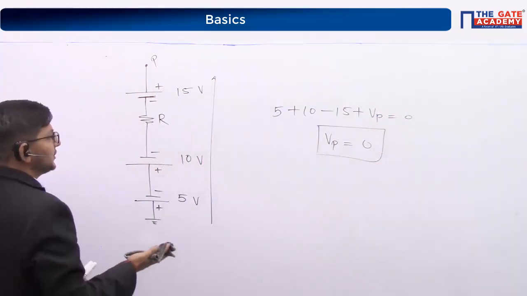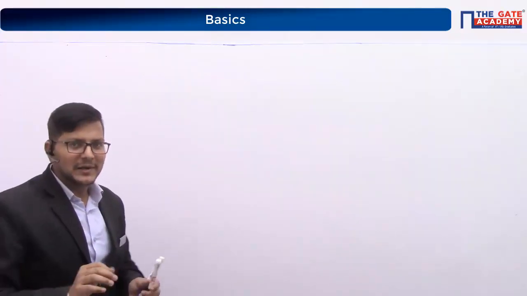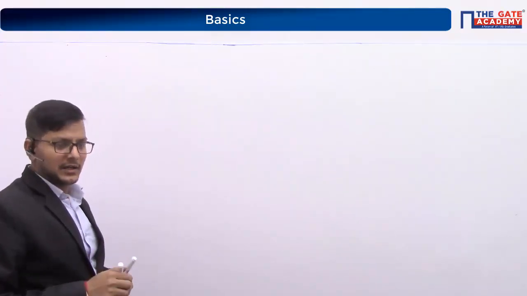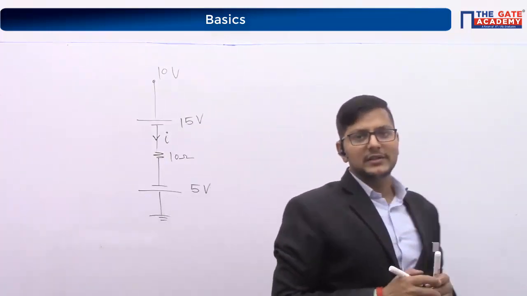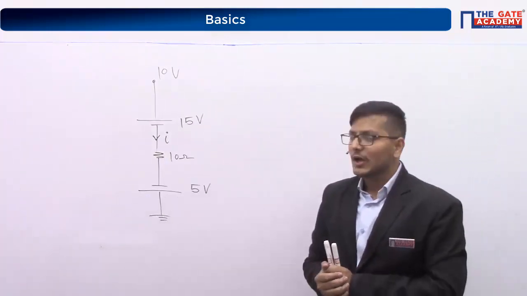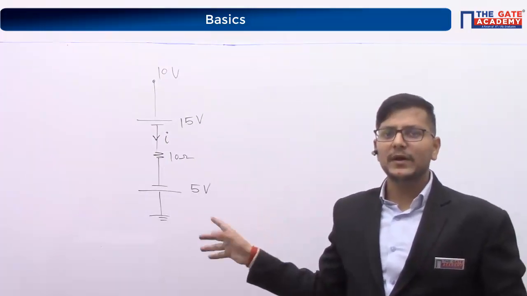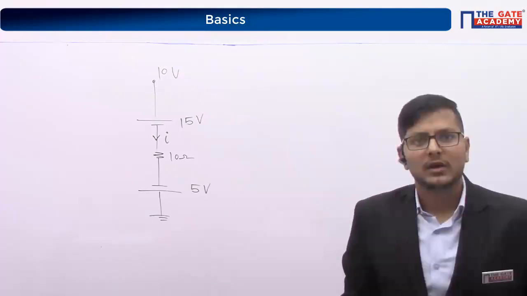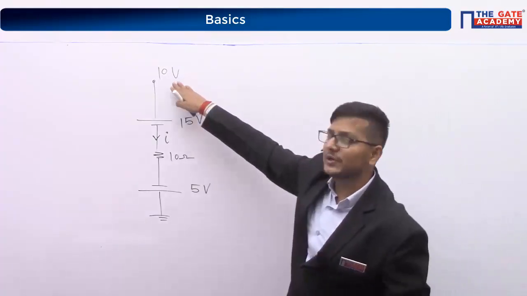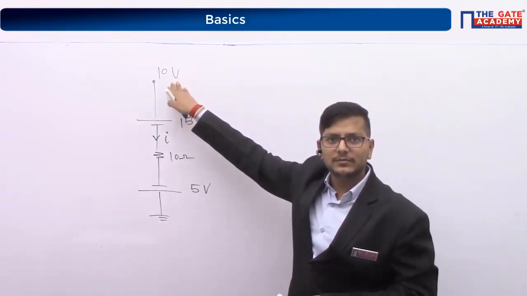Okay, let me check the question. The next question is a little bit tricky. Just give me some thought and give me the correct answer. You have to find the value of I. First of all, just tell me, is this an open loop or closed loop? Exactly, there is a voltage of 10 volt, right?